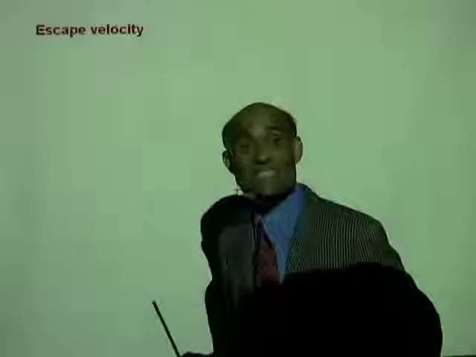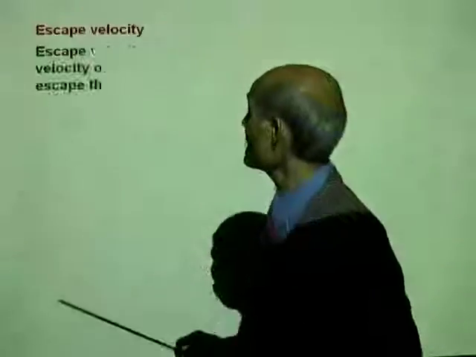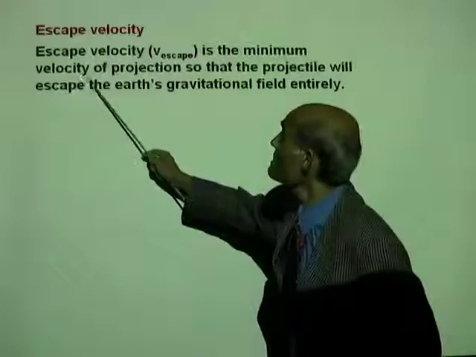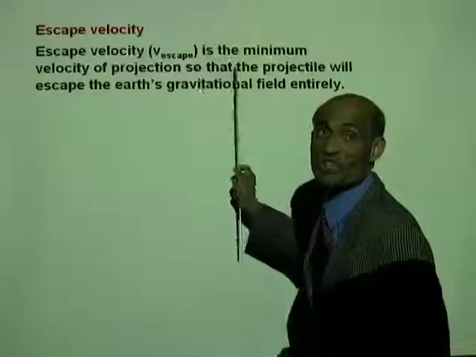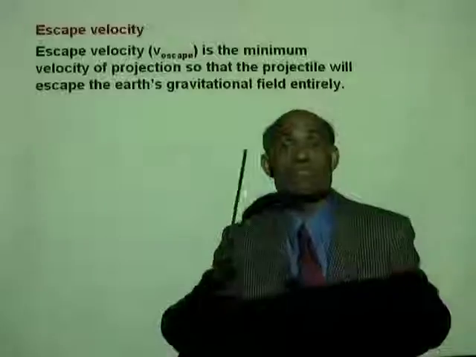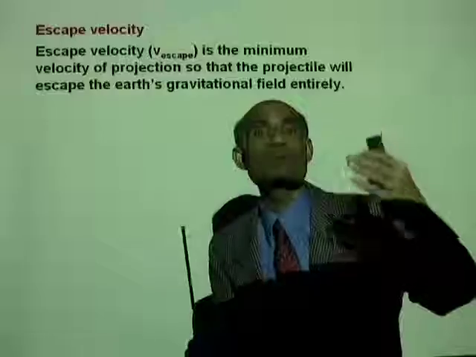Let's now talk about escape velocity. We are now in a position to talk about it. Escape velocity is the velocity that you need to give to an object so that the object escapes the potential well. Alright, let's figure it out. Escape velocity, V escape, is the minimum velocity of projection so that the object will escape the Earth's gravitational field entirely. In other words, its potential energy will become 0.